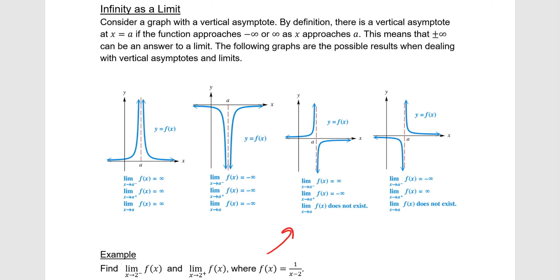The third one gets a little bit more complicated. You can see that the limit from the left is going towards infinity. The limit from the right is going towards negative infinity. Since those are not equal to each other, the limit in general does not exist. And similarly for the last one, the limit from the left is negative infinity, the limit from the right is positive infinity. Since they're not equal, the limit in general does not exist. Hopefully that's pretty obvious. With a vertical asymptote, you're going to have infinity or negative infinity as one of your answers.